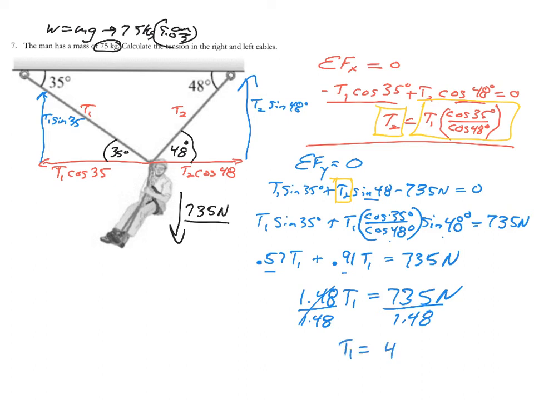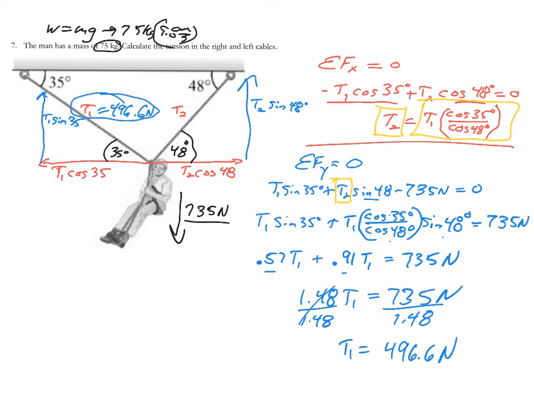T1 equals 496.6 newtons. Yeah, that looks right. 496.6 newtons.